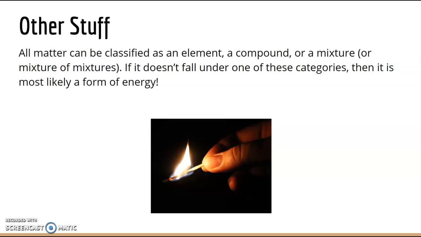There are other things in the world, but all matter, anything that we consider to be matter, is classified as an element, a compound, or a mixture. Sometimes we can even have things that are mixtures of mixtures. But there are things that don't fall under one of these categories, and if that is the case, it's most likely a form of energy, like fire. Fire is not physically matter, it's just light and heat that's being given off by a reaction, so we can't classify it as an element, a compound, or a mixture. It would be a form of energy.